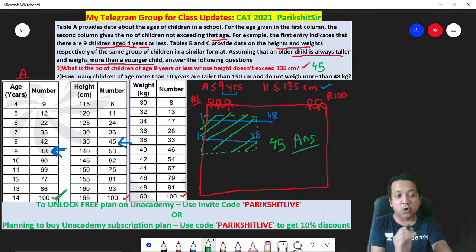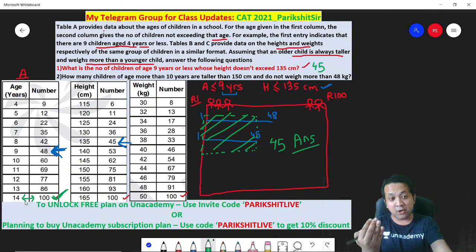So I can say the total number of children as per my question is 100 children. Why 100? Because the maximum age in my case is 14 years. So up till 14 is up till 14. So 14 or less than 14 is 100 children. So the answer for the first one is 45.